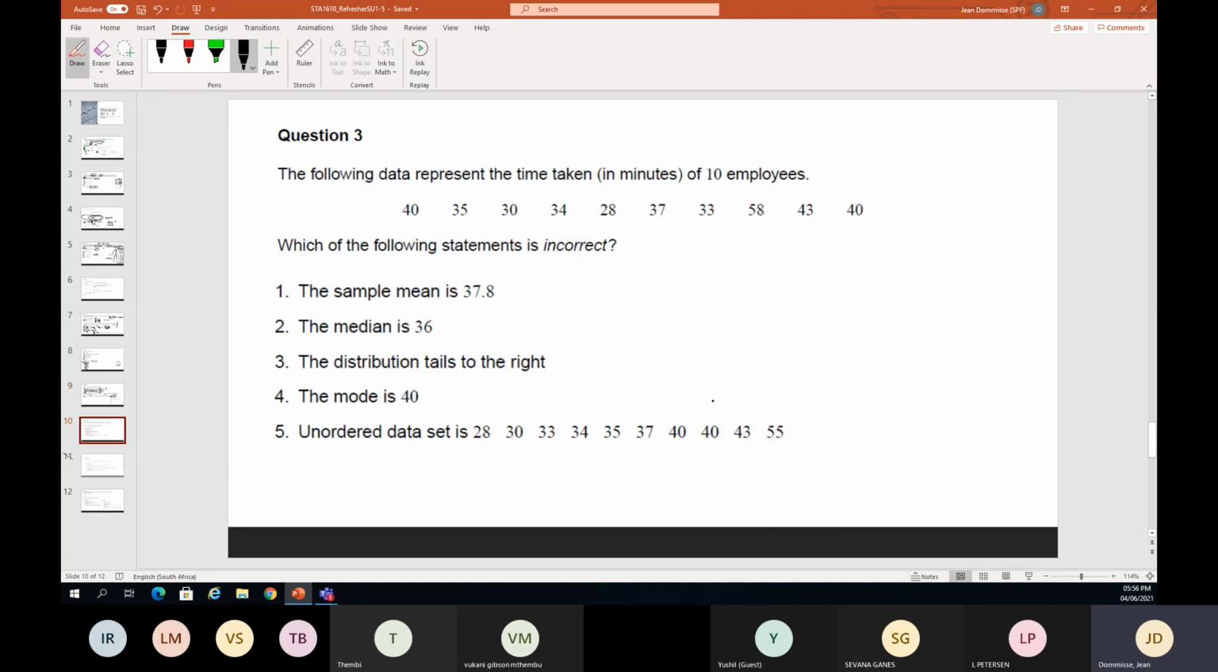So again, let's quickly look at this, the incorrect one. I nearly look at that unordered 2830. So that for me is already, okay, that's the wrong one, because that's ordered data.